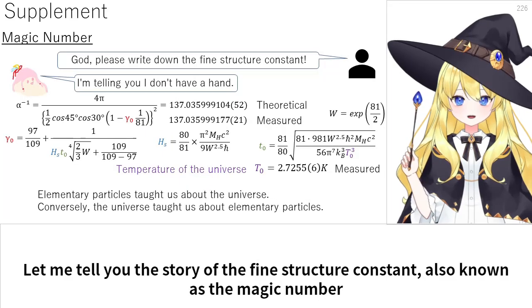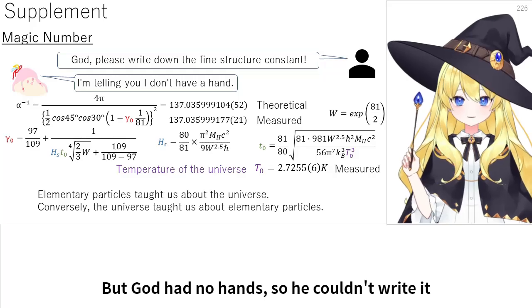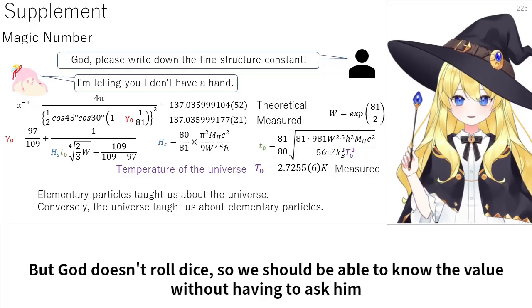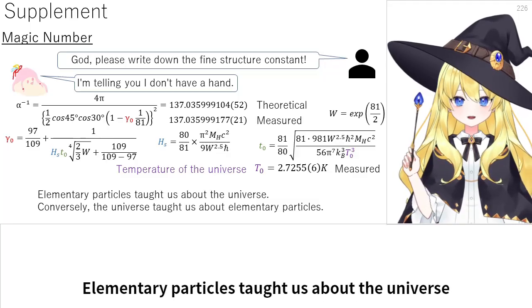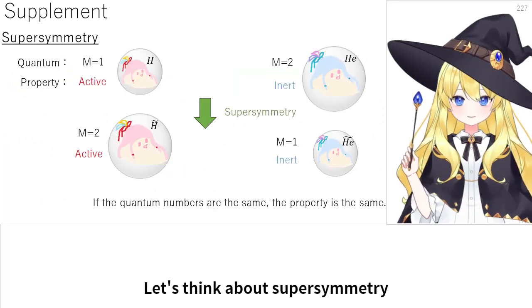Let me tell you the story of the fine structure constant, also known as the magic number. Once upon a time, there was a human who asked God to write down the fine structure constant. But God had no hands, so he couldn't write it. But God doesn't roll dice, so we should be able to know the value without having to ask him. Elementary particles taught us about the universe. Conversely, the universe taught us about elementary particles. Happily ever after.